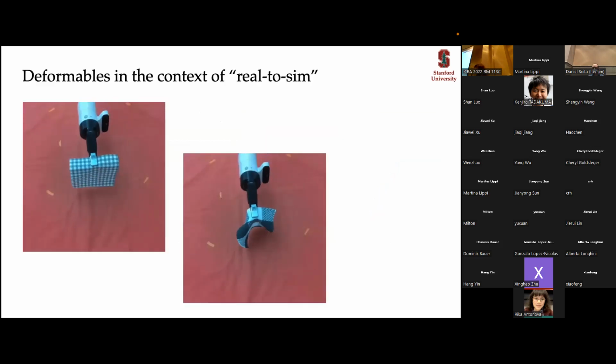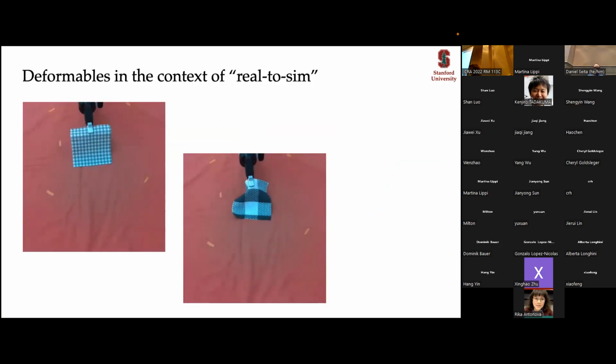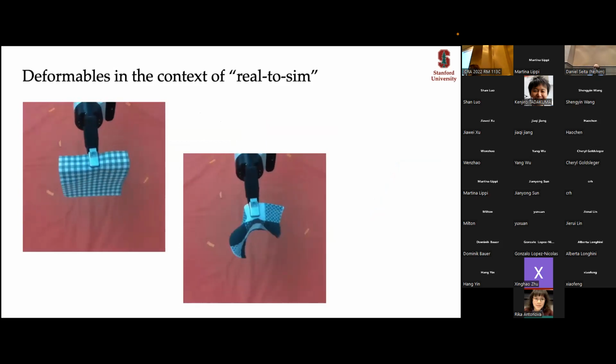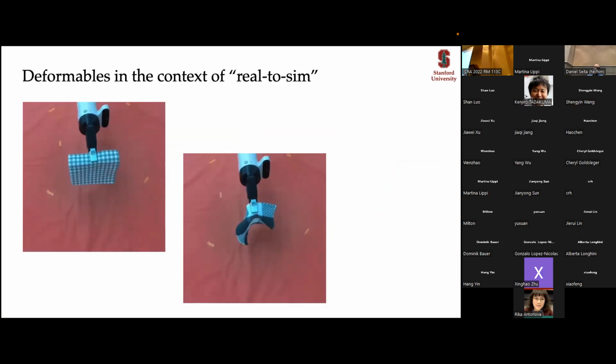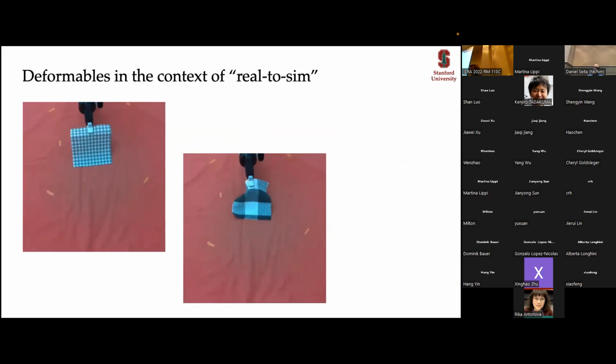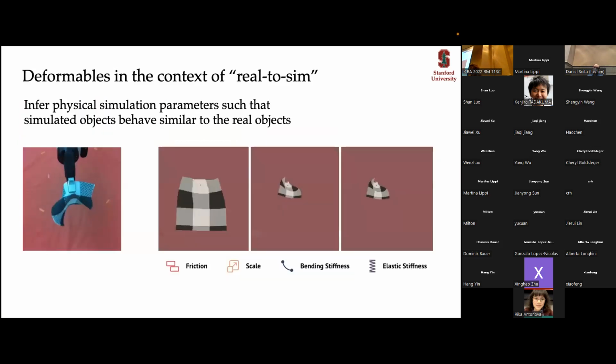Now just to scope this term, real-to-sim, what does this mean? Suppose we have this example of a robot flinging a small piece of cloth up in the air, and you can see that depending on the properties of the cloth, it would land on a table in a different way. So the real-to-sim problem is to infer the physical simulation parameters so that the simulated objects behave similarly to the real objects.